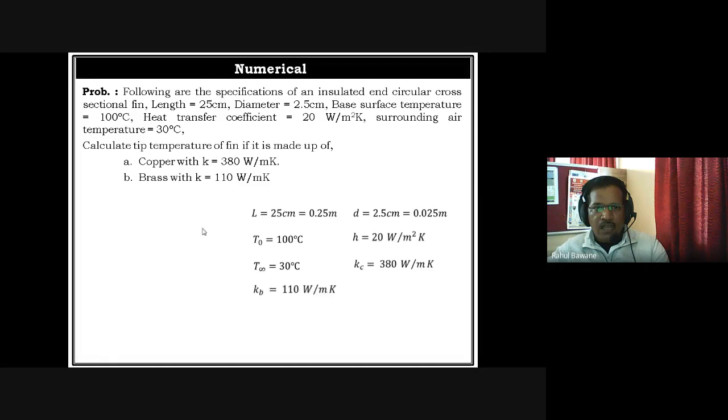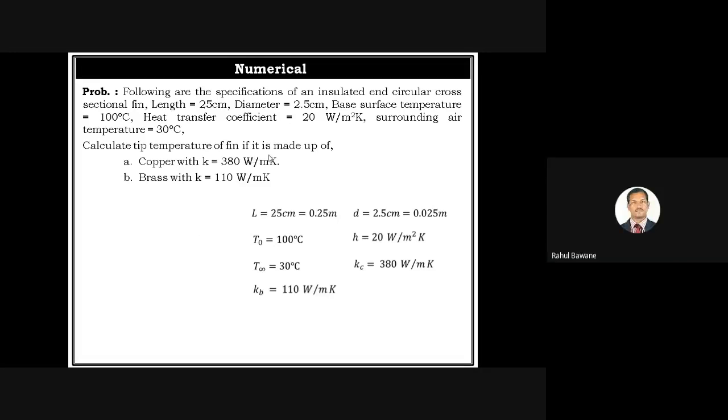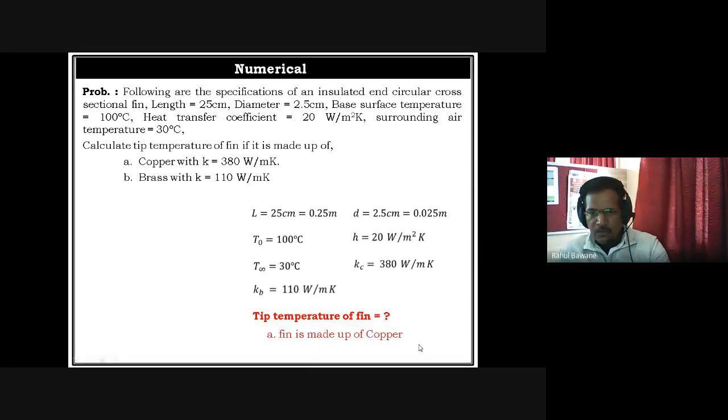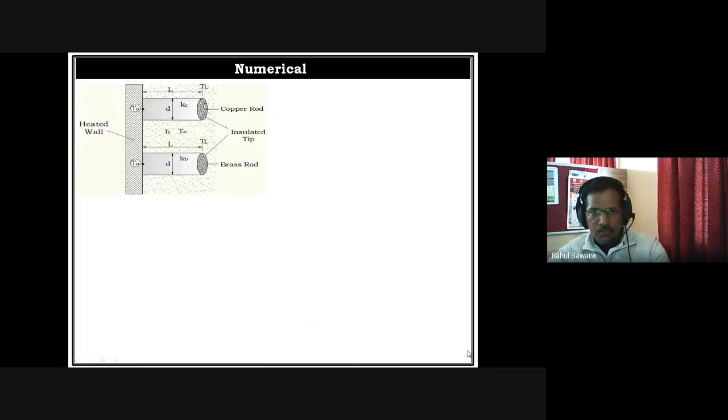And it is asked to calculate the tip temperature of the fin if the fin is made up of copper having k 380, and if it is made up of brass having k 110. So we have to find out tip temperature in two conditions: when it is made up of copper, and second when it is made up of brass. Now the remaining conditions are identical.